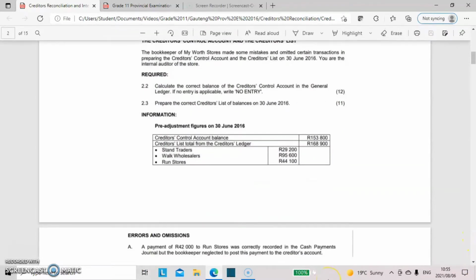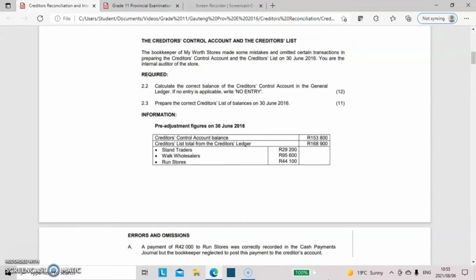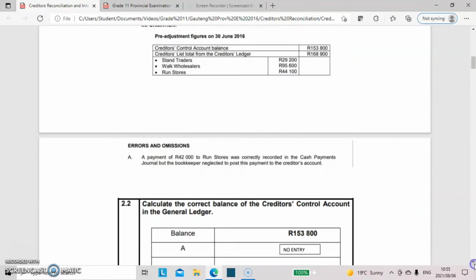A payment of 42,000 to Run Stores was correctly recorded in the cash payments journal, but the bookkeeper neglected to post this payment to the creditors account. So what happened here is it is in the CPJ. It went to the creditors control account, but not to the individual creditors account, okay? So there will be no entry in our creditors control account. As you can see here, there will be no entry, but this 42,000 will go to my creditors list. We're gonna decrease our creditors list with 42,000, and I'll show that to you later.